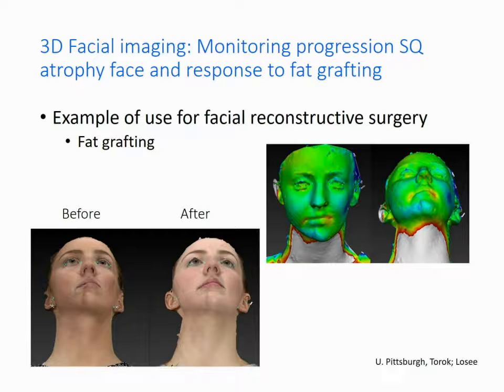And then this is 3D facial imaging, where you can monitor the progression of the subcutaneous atrophy of the face. This is from Dr. Torok. So she works with her plastic surgeon. So this is an example of facial reconstructive surgery. So this is the imaging before. So we could see that there is some asymmetry in the face here on the right side, and there's some thinning here. And so this is the patient before. And then with the surgery, there's less of a depression, less wrinkling in that affected area.